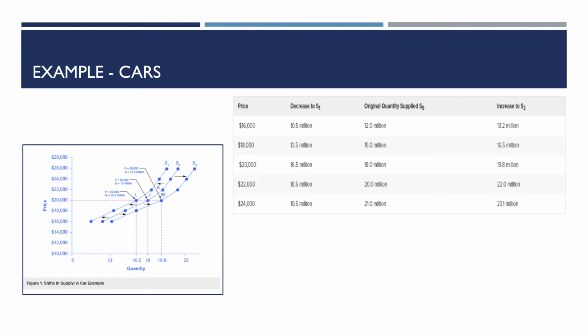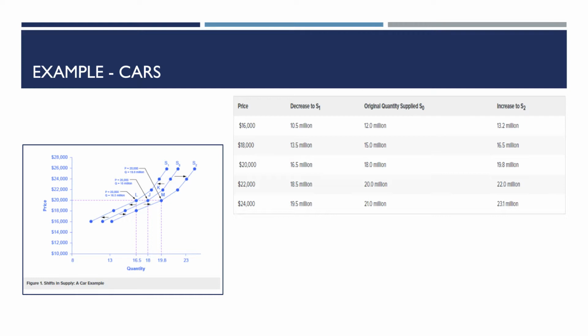Now we're going to use a different example. Another example will be cars. Obviously cars use gasoline, so we're going to go in this direction in regards to cars. Consider the supply for cars shown by figure S0 in figure 1 to the left. Point J indicates that if the price is $20,000, the quantity supplied will be 18 million cars.